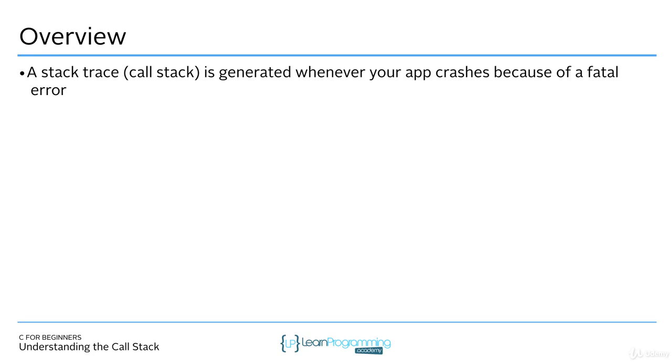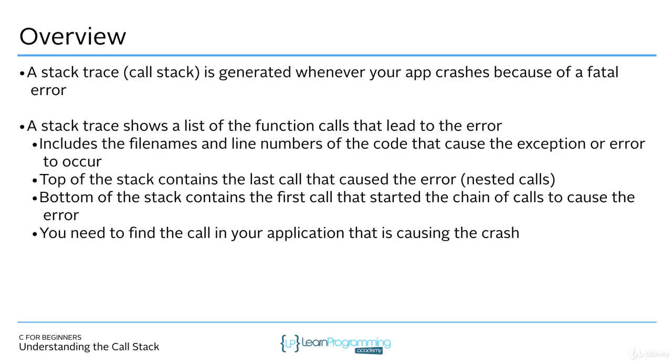And so a stack trace is very useful when your program crashes because it contains information that helps you debug it. A stack trace shows a list of the function calls that led to the error. In a program, when you call your main function, that's the entry point. The main function is going to call other functions, those functions are going to call other functions, and all those functions that get called will be put on the stack.